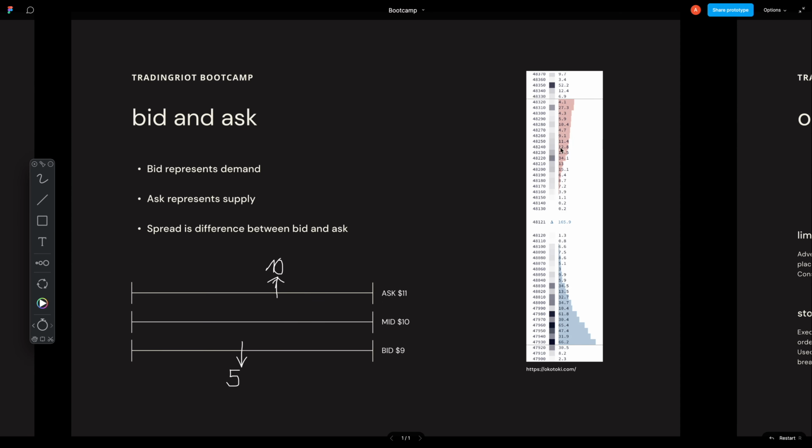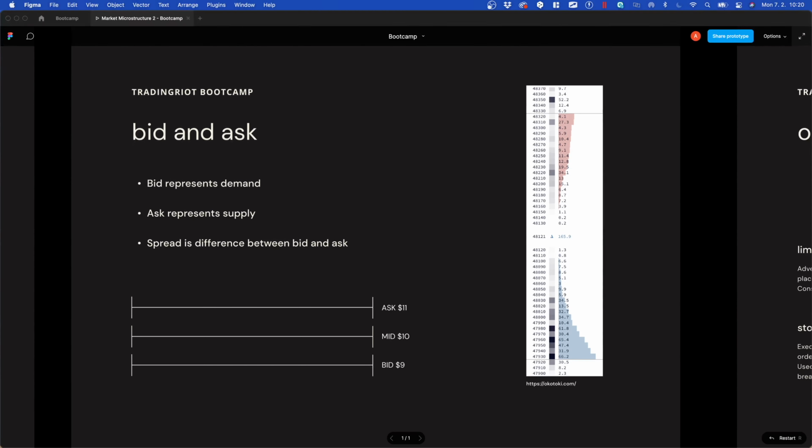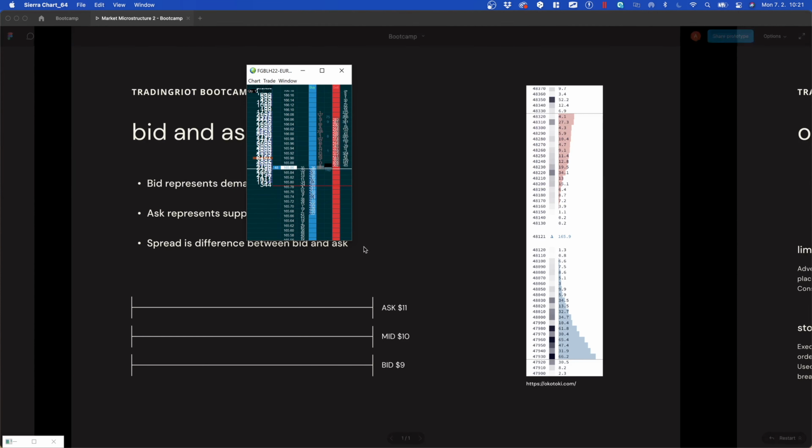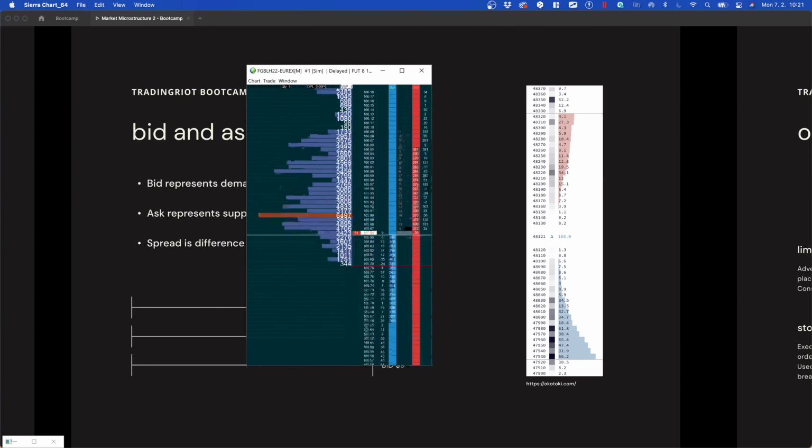If I show you a little bit more advanced order book, it would be this one. Give me a second, because you can see it right here. Let me make it a little bit bigger.